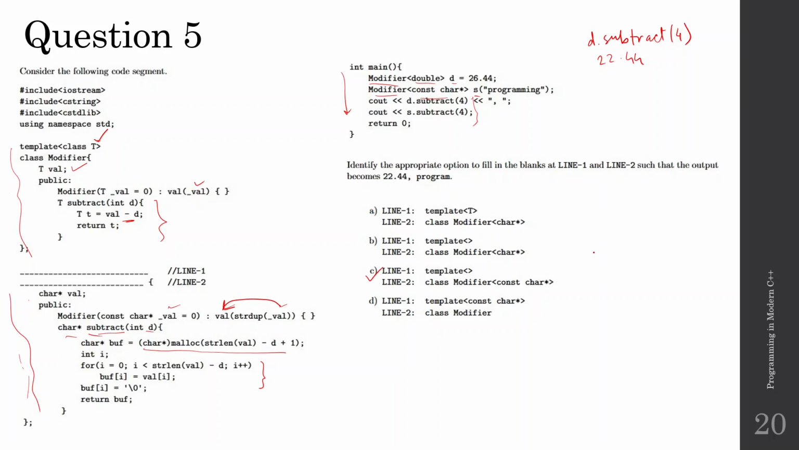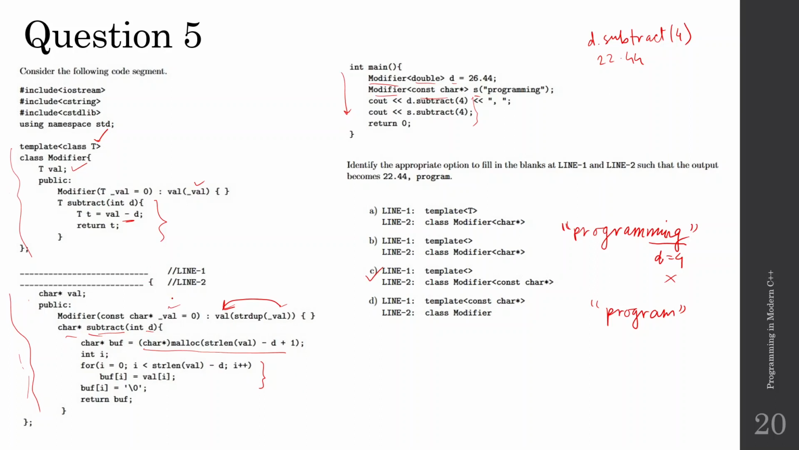So if we have a program, like in this case the string is programming. So what we mean here by subtract is that we'll subtract the last d characters. In this case d is 4, so d equal to 4. So these characters will be erased and the output will be just program. So that is what this function is doing.